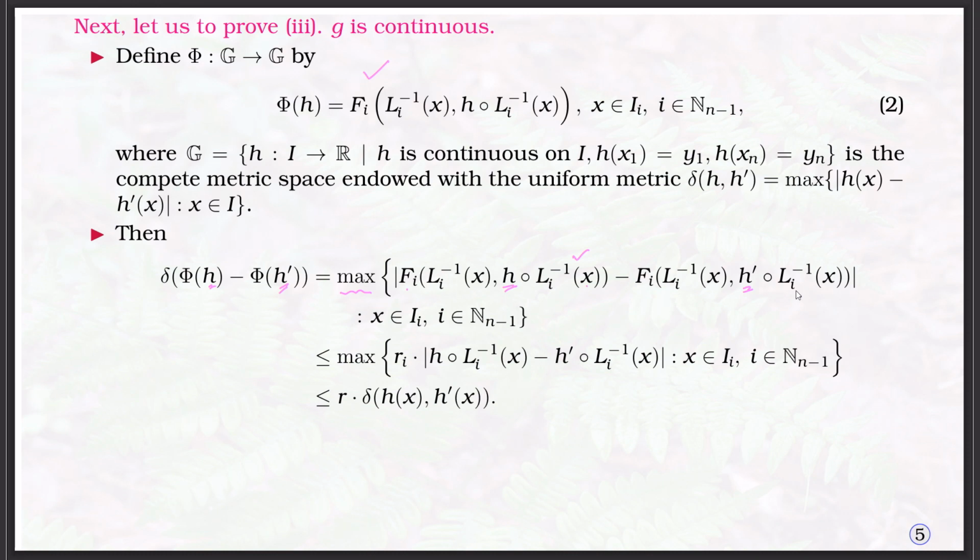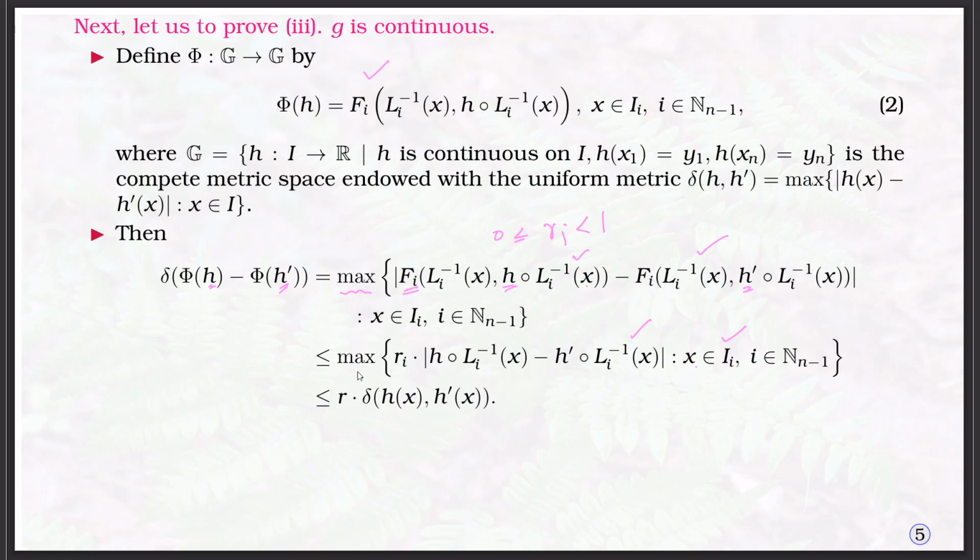We know that this function F_i is a contraction with respect to the second variable. Therefore, the contraction factor r_i is less than 1 and greater than or equal to 0. So, one can get that the L_i inverse of x will be removed, and h composition L_i inverse of x minus h dash of L_i inverse of x, you can write for all x belonging to I.